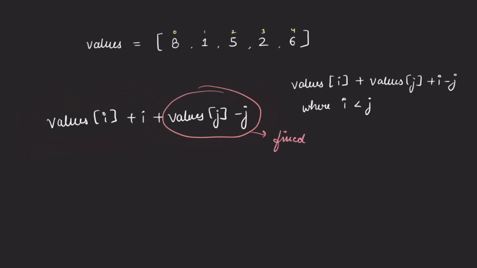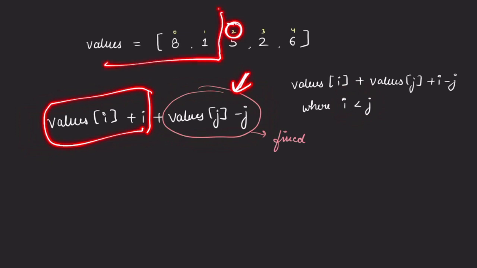Another thing we have to keep in mind is that i should be less than j. Whichever j I have fixed, let's suppose my j is at 2, then for finding this value I just need to look at the elements to the left of j. For all those indices, what is the maximum value of this expression? Whatever that maximum value is, I will consider it for this particular j.